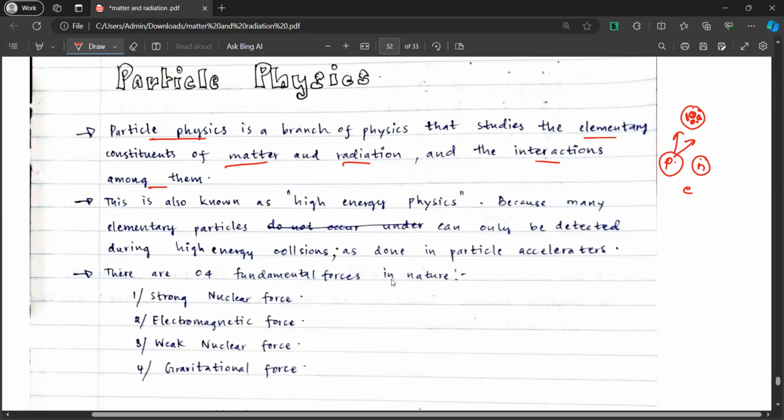And particle physics is also known as high energy physics because these elementary particles can only be detected during high energy collisions, which are done in a particle accelerator. Particle accelerator means we accelerate the proton until it gets divided into smaller elements, these quarks and all. We can only identify or detect these quarks during high energy collision. Therefore we also call it high energy physics. So just know the name. Okay.